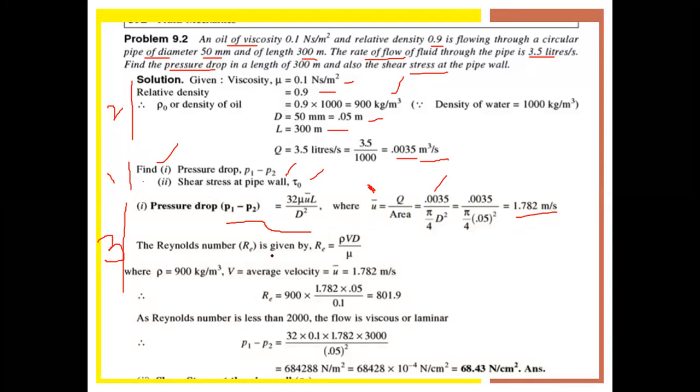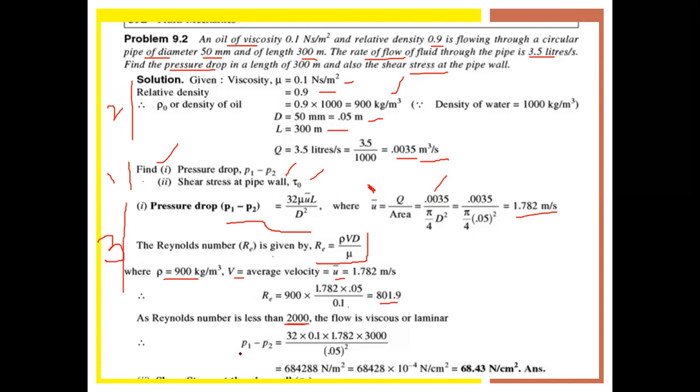Now the Reynolds number, do it the same way as in the previous problem. Why do we have to find the Reynolds number? To see whether it is laminar flow or turbulent. Generally it will be laminar flow. Okay. Now Re is equal to rho into V into D divided by mu. Therefore, Re is equal to 900 into V into D divided by 0.1. Therefore, Re is equal to 801.9. This is less than 2000. Therefore, the flow is laminar flow.